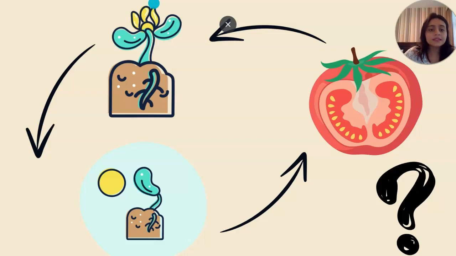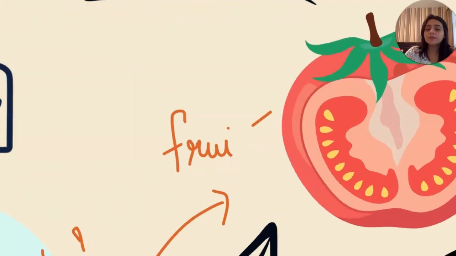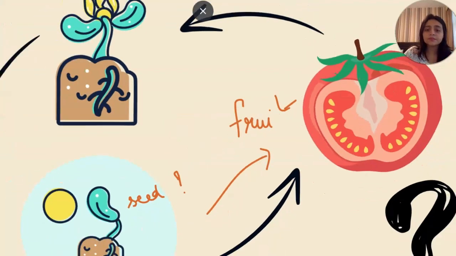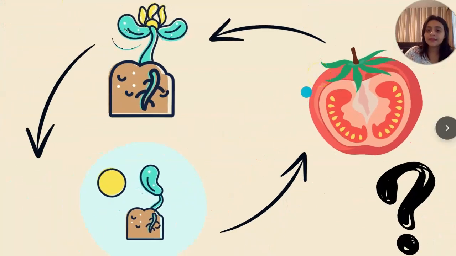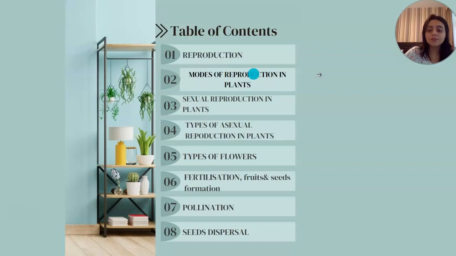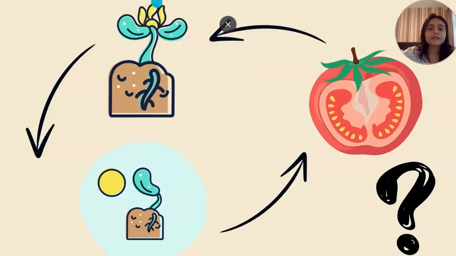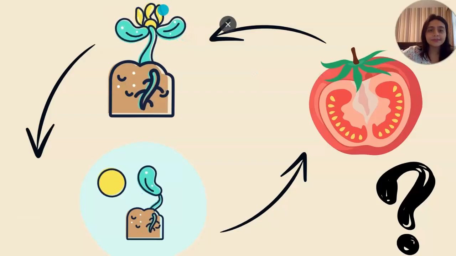Where does the seed, you can see on the screen, right? The seed comes from, yes, you guessed it right. It comes from a fruit. This fruit. And where does this fruit come from? Yes, this fruit comes from the plant. You are absolutely right. From this plant.